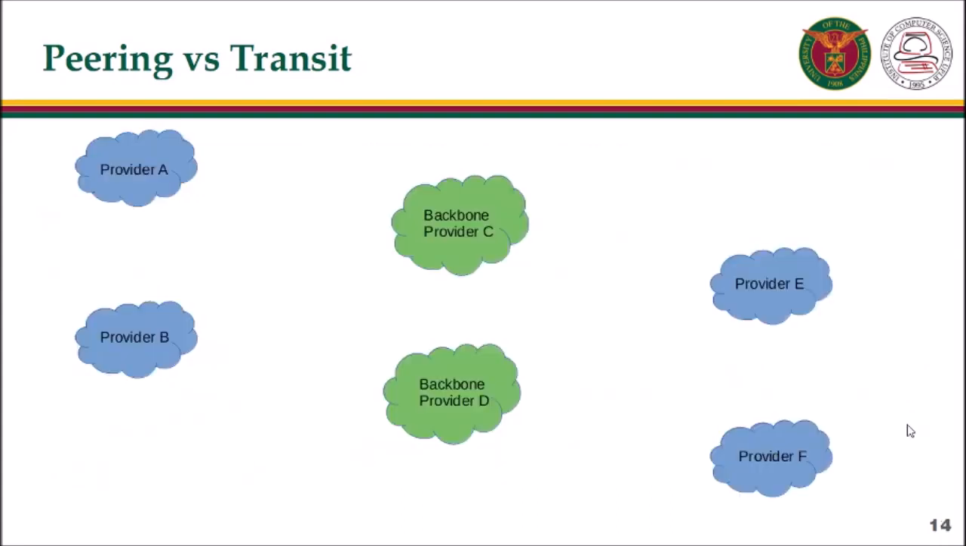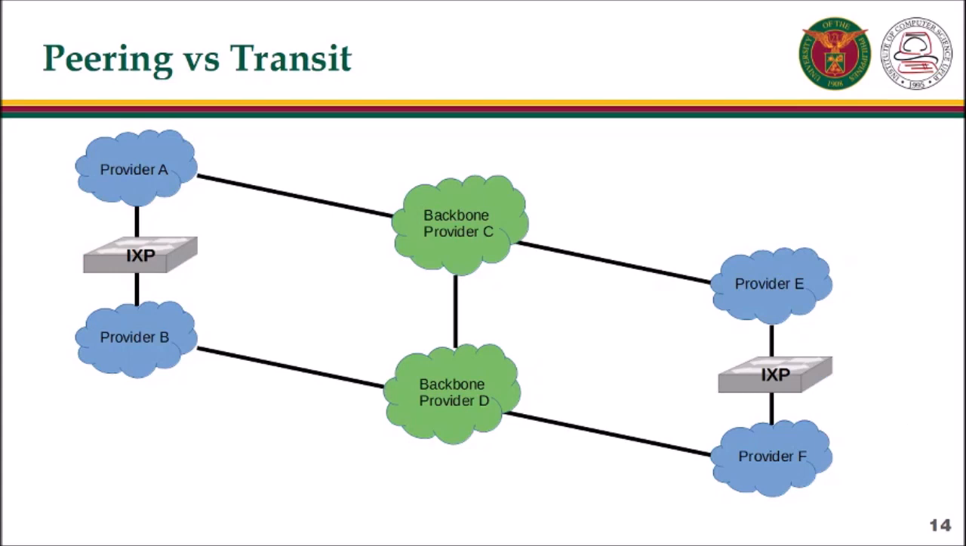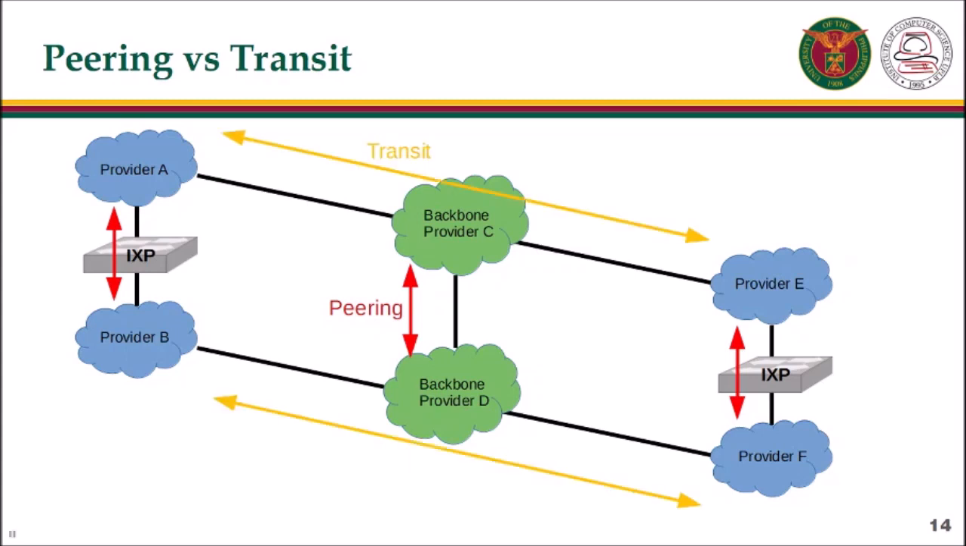Here's an example. There are six ISPs, but two of them are backbone providers, Provider C and Provider D. Here are their connections. Provider A and Provider B are peered, also Provider E and Provider F. However, if Provider A sends a message to Provider F, it cannot go through Provider E. The route will be Provider A to Backbone C, Backbone D, to Provider F.